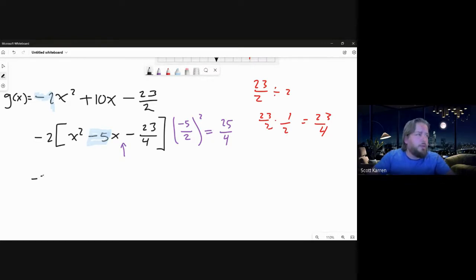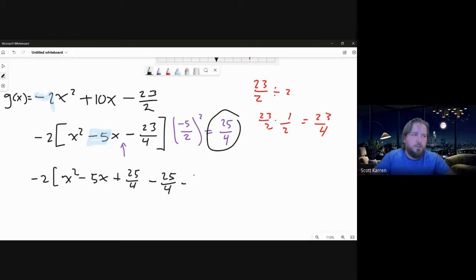And so I have this negative 2 on the outside, x squared minus 5x. I want this plus 25 over 4. And since I added it, I'm also going to subtract it, minus 25 over 4. And then minus 23 over 4. And this is all still in parentheses, right? Don't lose your parentheses because we have to be careful with this.